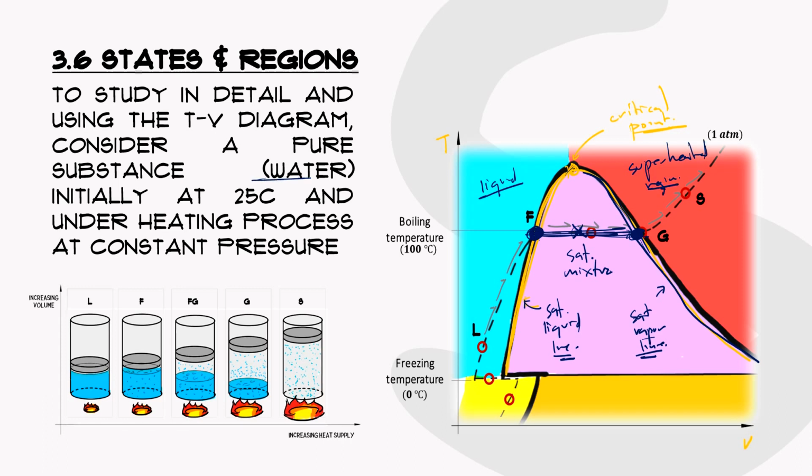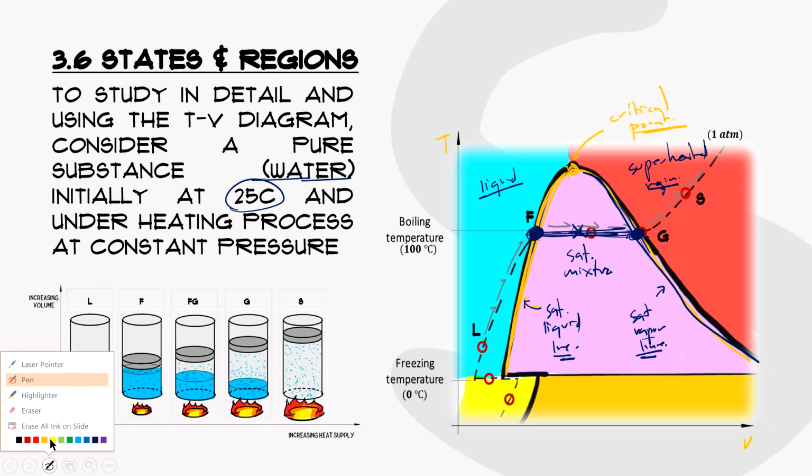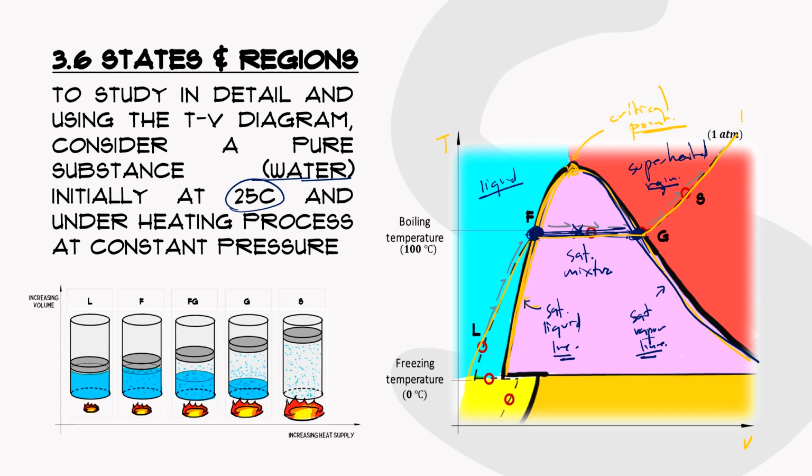We'll be using water for this discussion, initially at 25 degrees C. Here is our pressure line, taken at 1 atmosphere, so this is a constant pressure line. At 1 atmosphere, it is known that the boiling point of water is 100 degrees C, and the freezing point is 0 degrees C, at sea level pressure conditions.